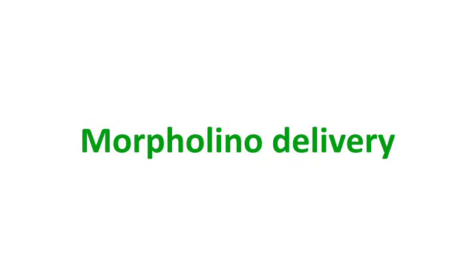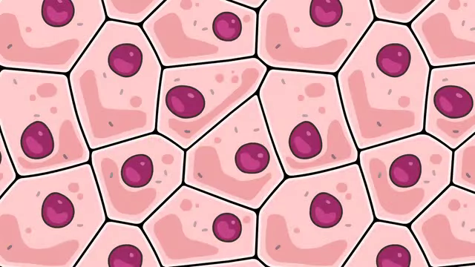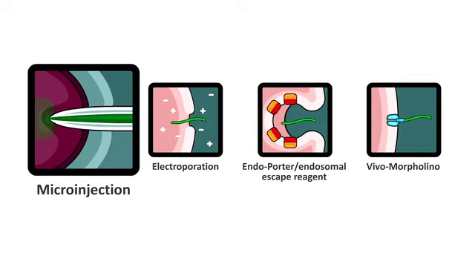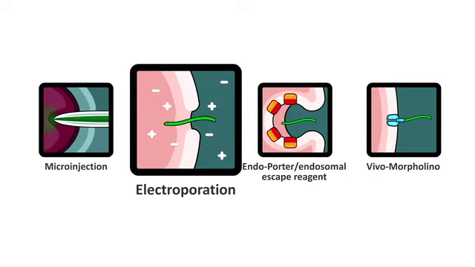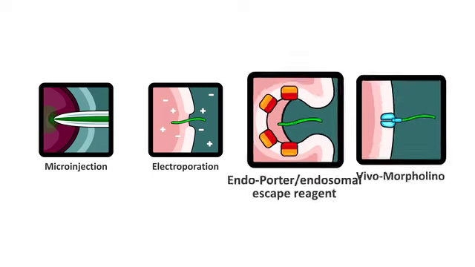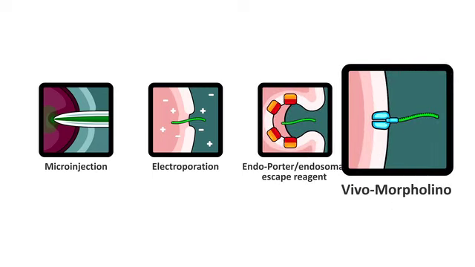Morpholino delivery. There are many methods for delivering morpholinos into cells. In 2019, methods commonly used include microinjection, especially into embryos, electroporation using pulses of voltage to make cells leaky, the Endo-Porter endosomal escape reagent used for tissue culture, and Vivo-Morpholinos, which have a group covalently attached to the oligo to help it get into cells in cultures and in adult animals.